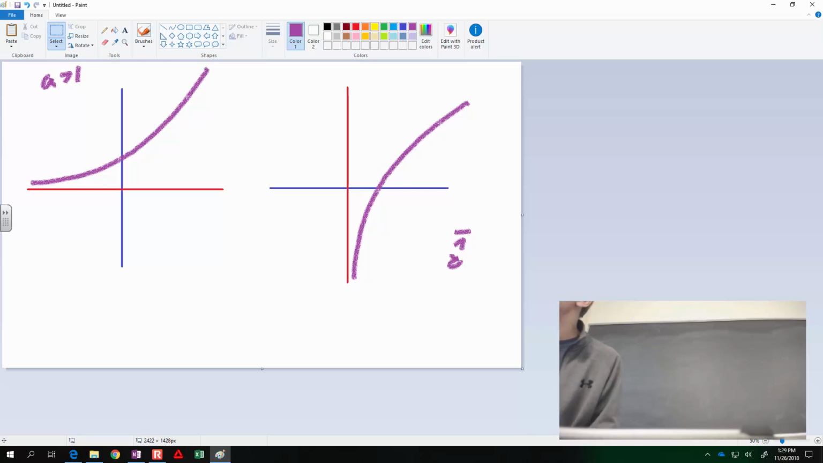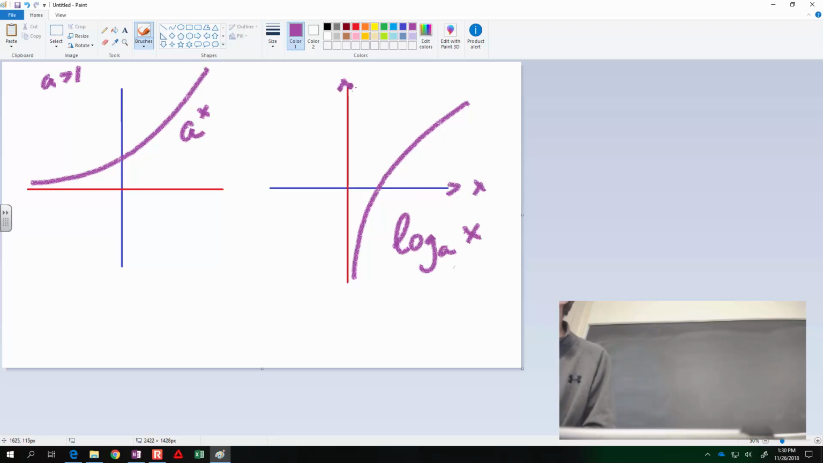So if the original one was e to the x, a to the x, then this one is log base a of x, if this is x. Okay, so you can see the domain, right? Whatever was the range has become the domain. So this one was the range, now it is the domain, and conversely.